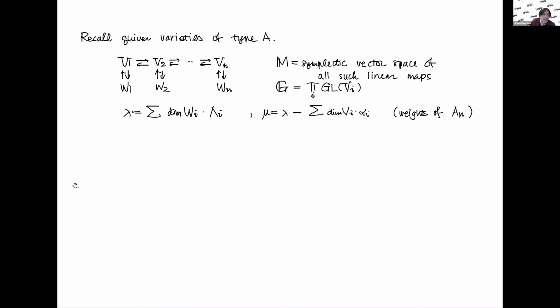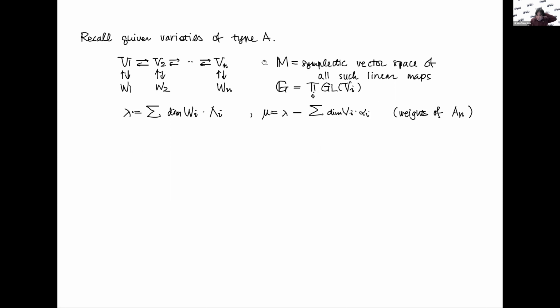So I recall the notation for quiver varieties of type A. I consider a quiver of type A. V1 to Vn and W1 to Wn are finite dimensional complex vector spaces, and I consider linear maps between them in this form. M is the symplectic vector space of all linear maps, with the symplectic form a natural pairing between two arrows in opposite directions. And G is a product of general linear groups of the Vi.